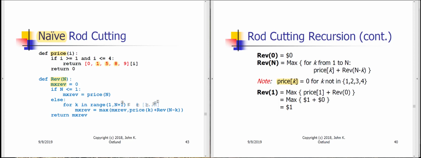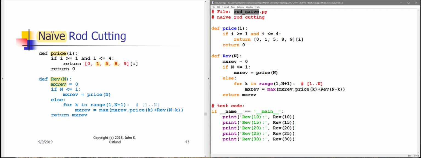This is simply Python code implementing exactly this statement here. Let's demonstrate that this works. Here is my naive rod cutting program. Same code as on slide 43, but we do have some test cases here. I will run this.